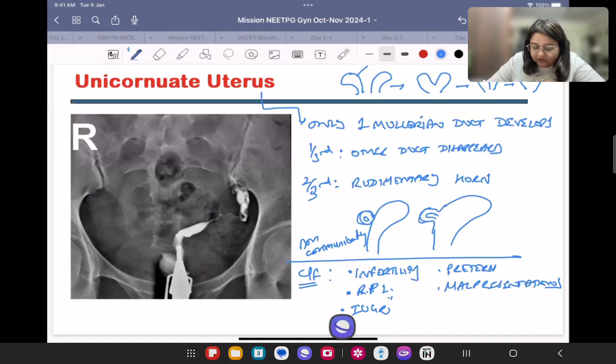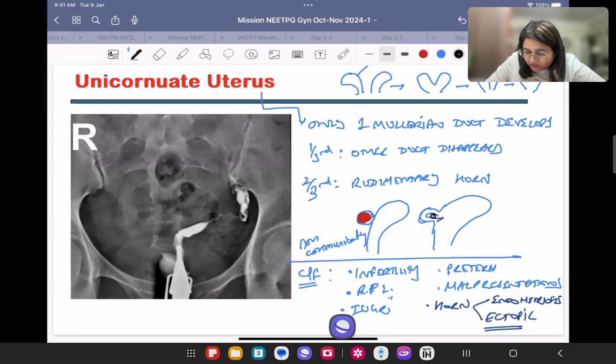In a non-communicating rudimentary horn, what can happen? This endometrium will bleed every cycle. So this will increase in size and present with features of cyclical abdominal pain or worsening dysmenorrhea. So similar to endometriosis. So if there is a horn, it can present as endometriosis. Basically, it's a hematometra which is increasing in size. So every cycle she'll have worse and worse pain. And a communicating horn can present with an ectopic pregnancy in the rudimentary horn.